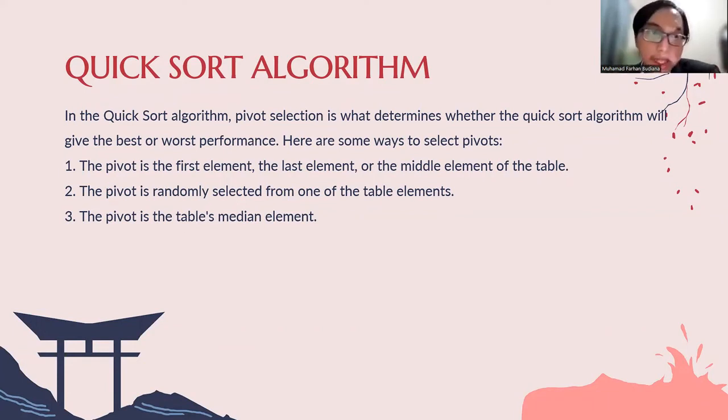In the quicksort algorithm, pivot selection is what determines whether the quicksort algorithm will give the best or the worst performance. Here are some ways to select the pivots. First, the pivot is the first element, the last element, or the middle element of the table. Second, the pivot is randomly selected from one of the table elements. Third, the pivot is the table's median element.